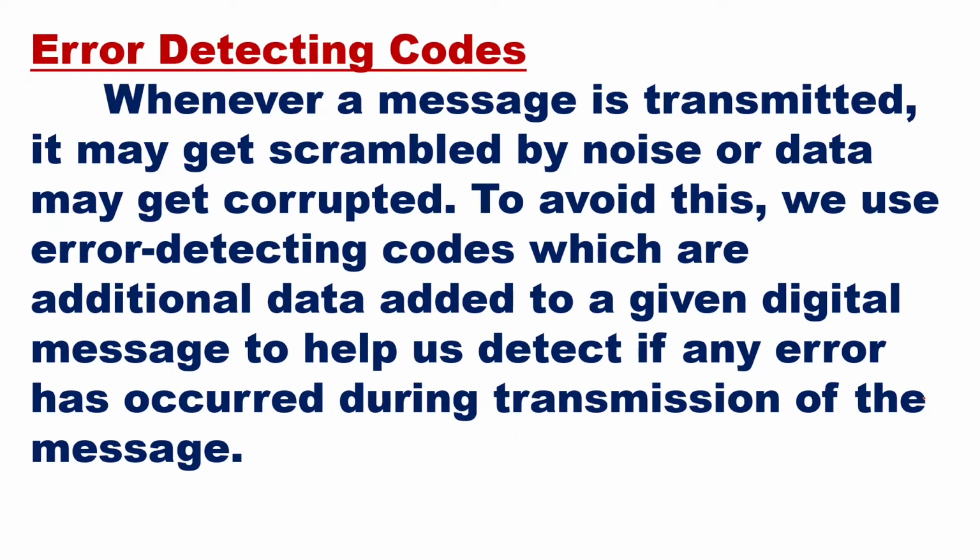Then we'll see what we mean by error detecting codes. Whenever a message is transmitted from transmitter to receiver, it may get scrambled by noise or the data may get corrupted. To avoid this, we use error detecting codes, which are additional data added. In this process, we add some additional data to a given digital message to help us detect if any error has occurred during transmission of the message. With this, we will see the different error detecting methods.